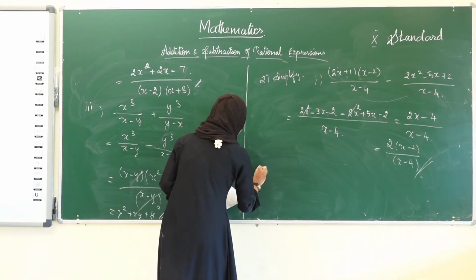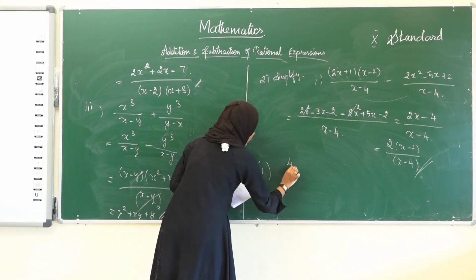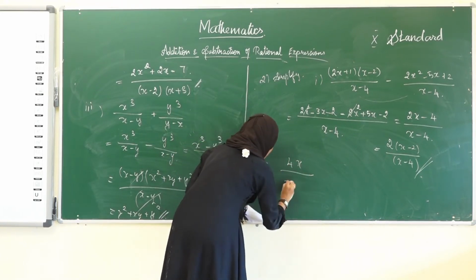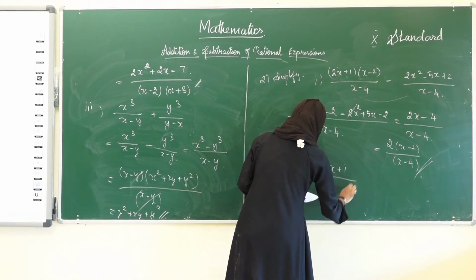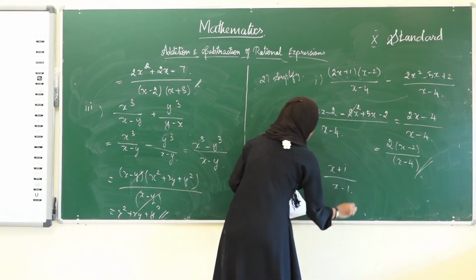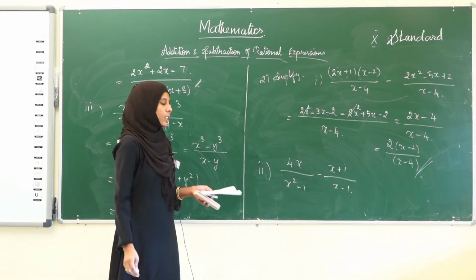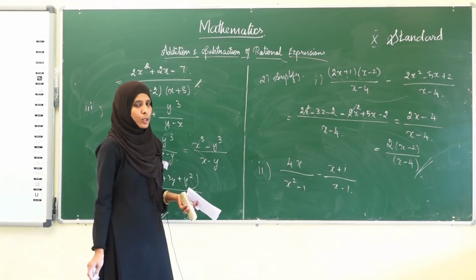In the second subdivision, what have they given? 4x divided by x square minus 1 minus x plus 1 divided by x minus 1. See the numerator, see the denominator. The denominators are not the same.